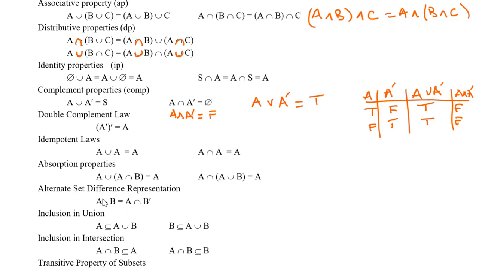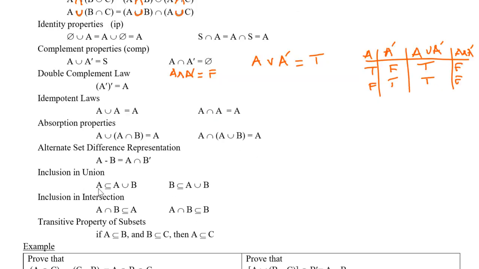And the set difference, as we called it earlier, A but not B, you could write as A intersect not B. Inclusion in union: A belongs to A union B because it's part of the union, and B also belongs to A union B. Then there is inclusion in intersection.